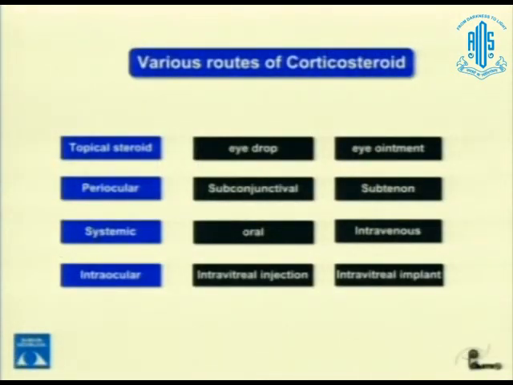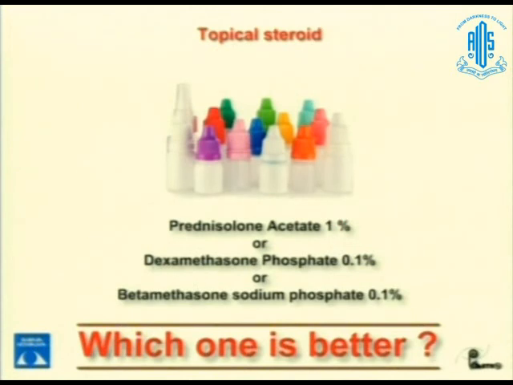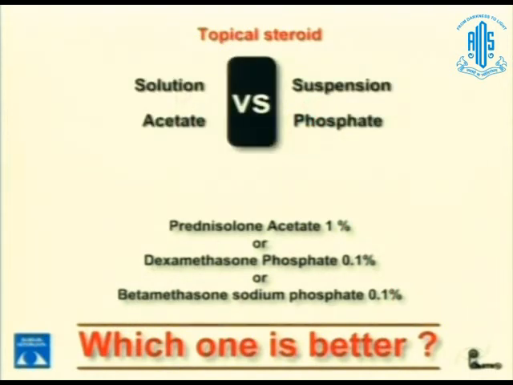Now we have various routes of corticosteroid like topical steroid. Eye ointments are though very rarely used. Periocular like subconjunctival, subtenon, systemic oral, intravenous, and the intraocular treatments. So now the topical steroid. A lot of preparations are available in the market. Prednisolone acetate, dexamethasone phosphate, betamethasone sodium phosphate. Which one is the better? We'll see here. This is actually a fight between the solution and the suspension, and acetate versus phosphate. How?